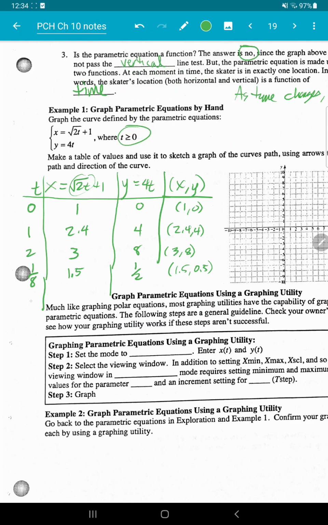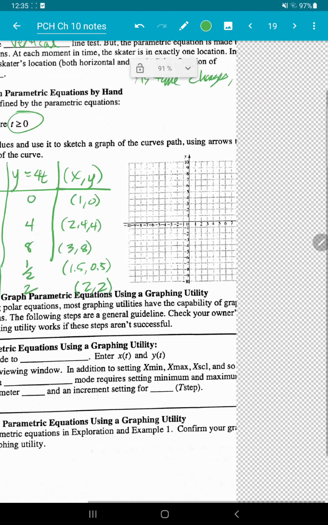How about if we actually do 1/2? That way it'll cancel with the 2. So if we plug in 1/2, we'll get 1. Root 1 is 1. 1 plus 1 will give us 2. That works better. Okay. When we plug in 1/2 into 4t, we'll get a value of 2. So this will be the point 2, 2. Okay. So again, let's go ahead and plot these values.